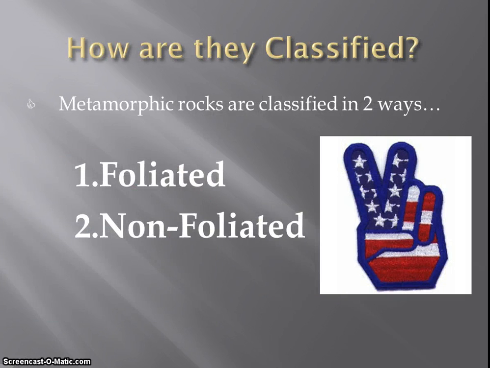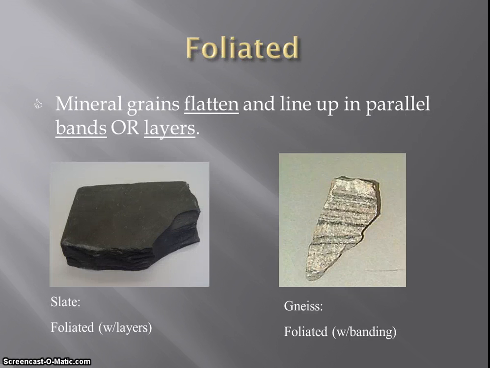Now we're going to be classifying metamorphic rock very simply, only in two ways. The rock is either foliated or it's not. So then we call it non-foliated. A foliated metamorphic rock is when the mineral grains are flattened and they line up in parallel bands or layers. So you see the piece of slate is flat and has layers, and the piece of gneiss looks like it has stripes on it, but we call those bands.